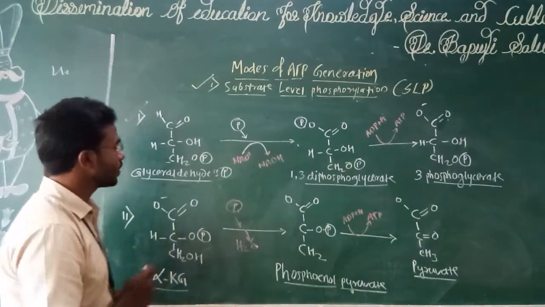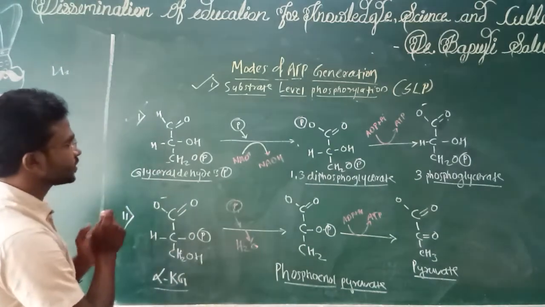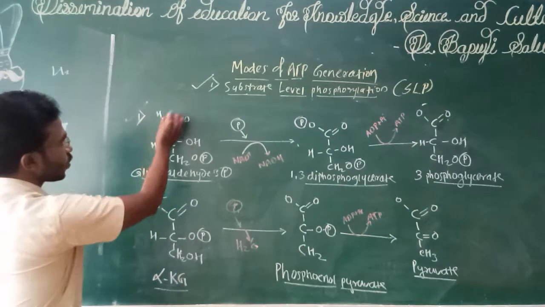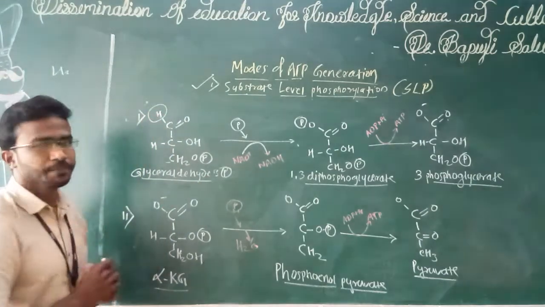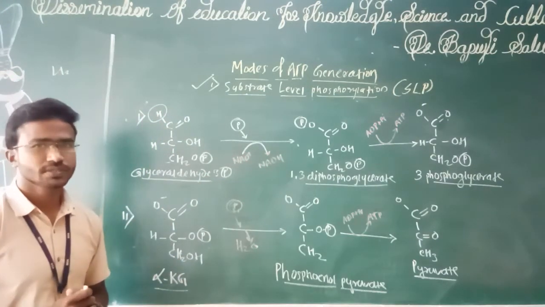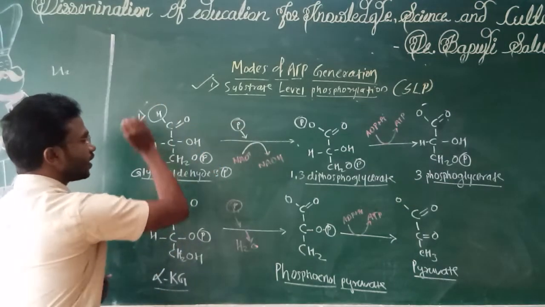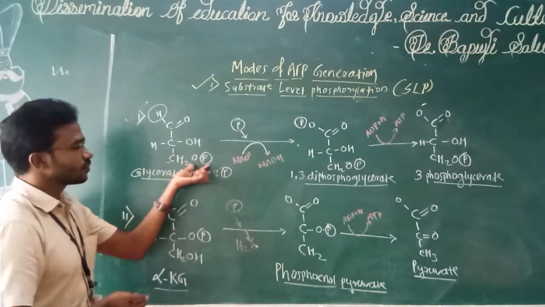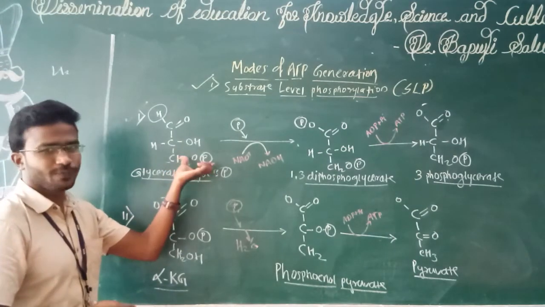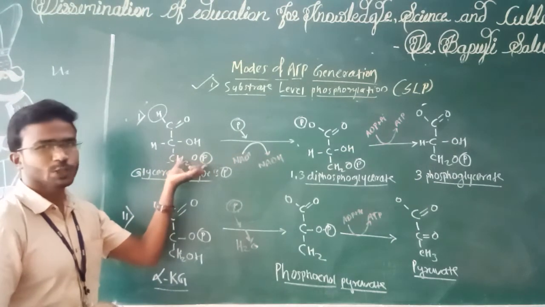Oxidation होतो म्हणजे काय होतं बघा इथं. In this particular reaction, hydrogen is released. This hydrogen is released, and that is accepted by NAD. That forms NADH, and phosphate is added at the first carbon position. It is already glyceraldehyde 3-phosphate, meaning containing phosphate. So it is already phosphorylated.